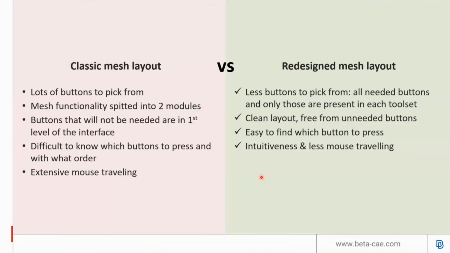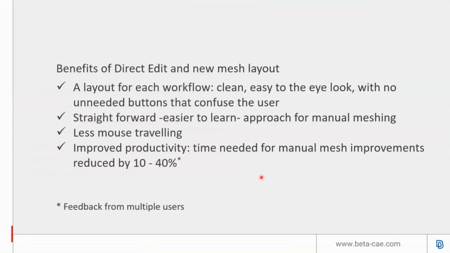In the classic mesh layout, the user has to do extensive mouse traveling. With the new design, it's very intuitive with much less mouse traveling. Some of the benefits of direct edit and the new mesh layout: as discussed, a layout for each workflow, which is clean, easy, with no unneeded buttons that confuse the user. Straightforward, easier to learn approach for manual meshing, less mouse traveling, and of course, improved productivity. This reduces the time for a modeler by 10 to 40%.